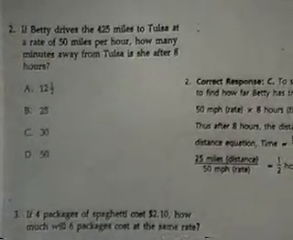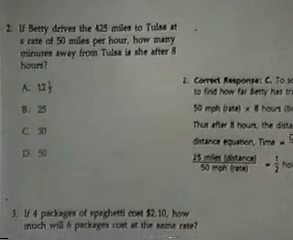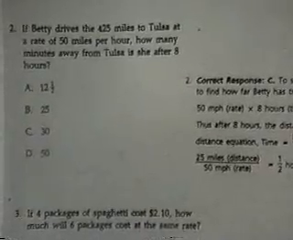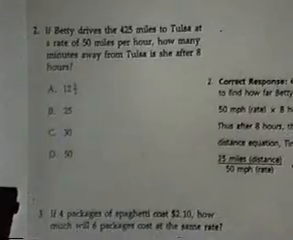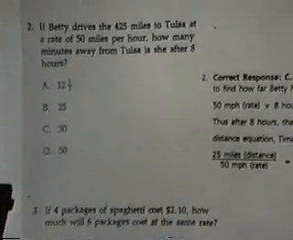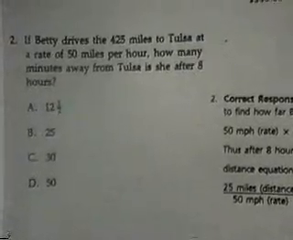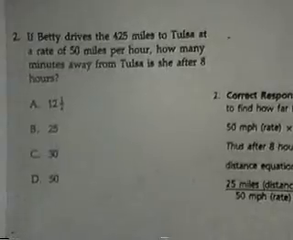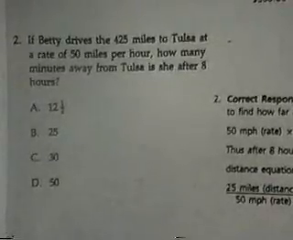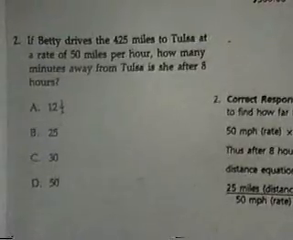Okay, it says Betty drives 425 miles to Tulsa at a rate of 50 miles per hour. How many minutes away from Tulsa is she after 8 hours? Ooh, wait a minute. She drives 425 miles to Tulsa at a rate of 50 miles per hour. Okay, it's miles an hour. And then the question says, how many minutes? How many minutes? Changes on us. So we've got to pay attention. Our answer must be in minutes, not hours.